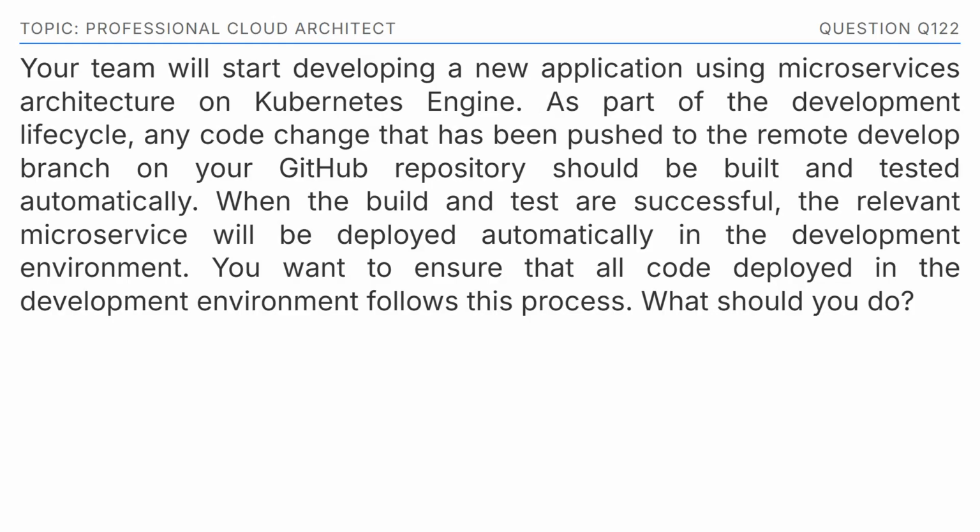Your team will start developing a new application using microservices architecture on Kubernetes Engine. As part of the development lifecycle, any code change that has been pushed to the remote develop branch on your GitHub repository should be built and tested automatically. When the build and test are successful, the relevant microservice will be deployed automatically in the development environment. You want to ensure that all code deployed in the development environment follows this process. What should you do?